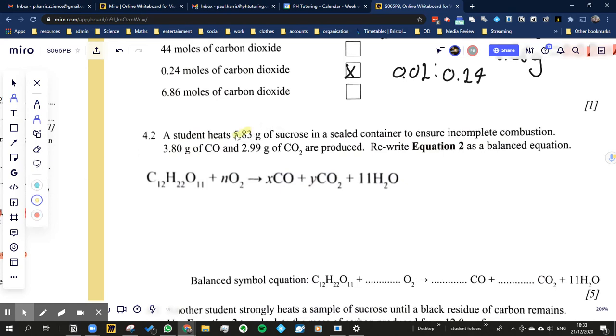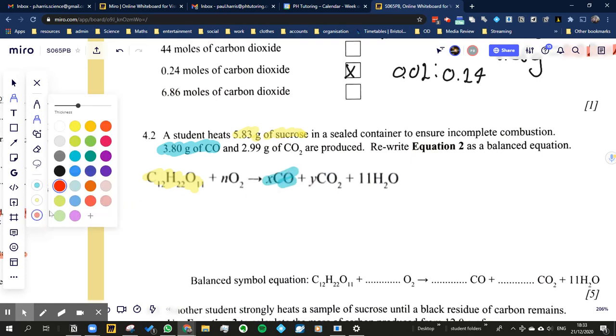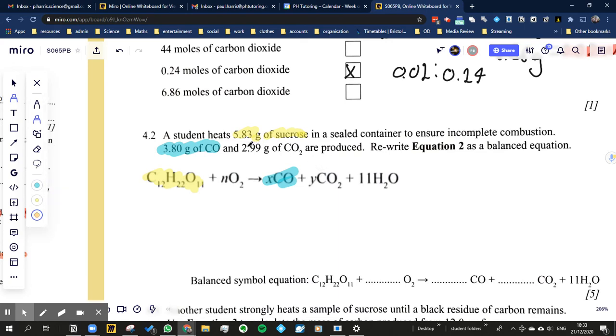So we've got the grams of the sucrose. That's this over here, and we've got the grams of the carbon monoxide, which is this one over here. And then we've got, let's use an orange, the grams of the carbon dioxide, which is this one here. It looks like they've not told us the moles of oxygen, and these two are blind, but we do know this one.